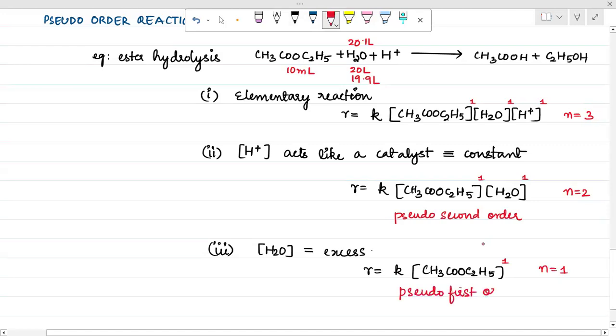Pseudo first order reaction. Okay. So, pseudo order reactions are those reactions where the order of the reaction is found by taking into consideration certain assumptions like case 2 and case 3. That's all. Okay. So you should know this concept.